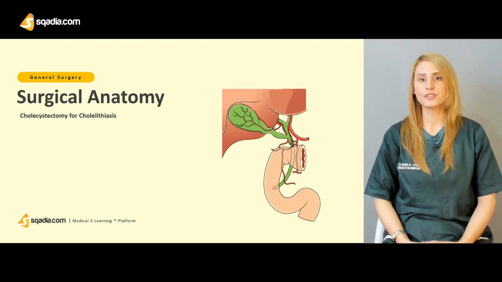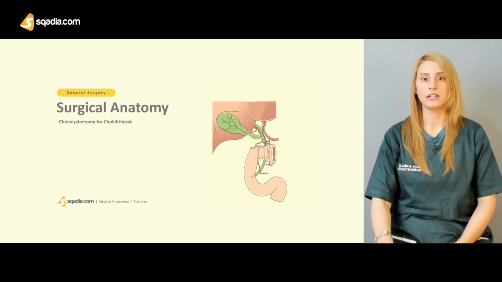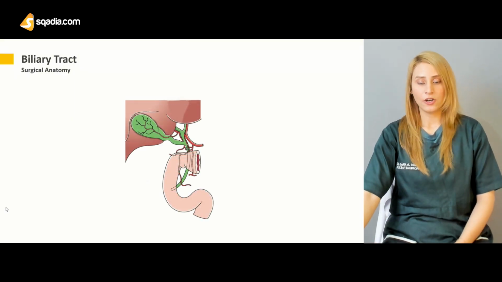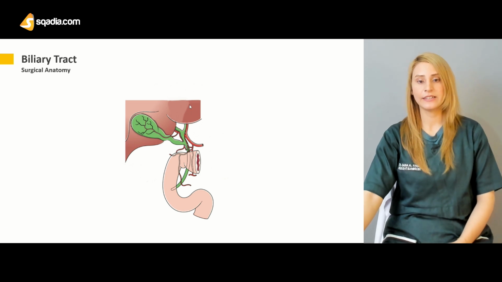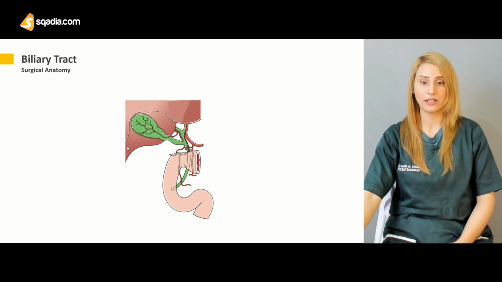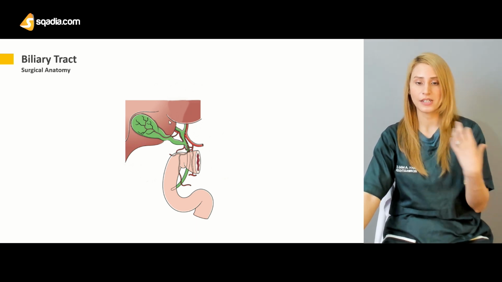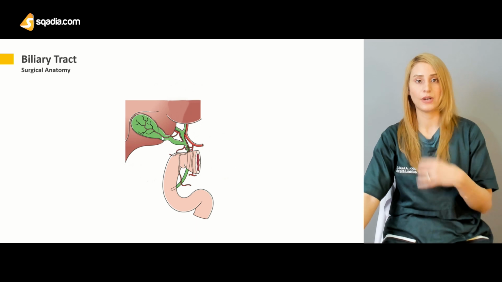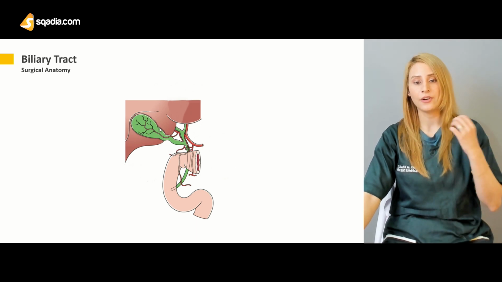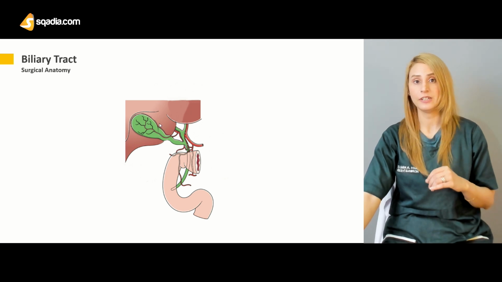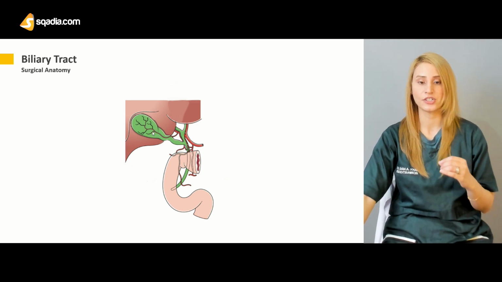Okay, so regarding the surgical anatomy of the gallbladder, let's move to this diagram. On your screen, you can see the inferior border of the liver. This is the right lobe of the liver, and this is the left lobe of the liver. Close to the junction of the right and left lobes, there is the posterior inferior surface of the liver, and to the posterior inferior surface of the liver, the gallbladder is attached.